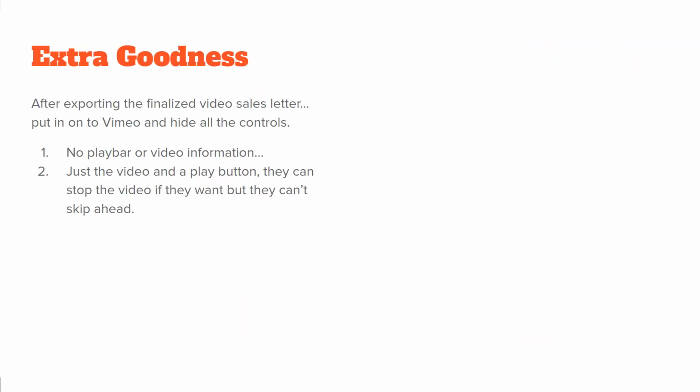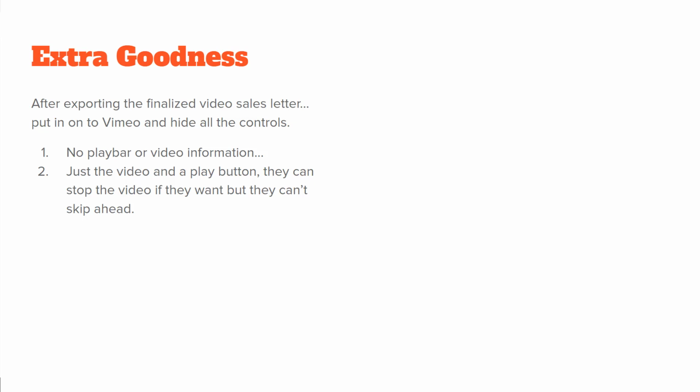Now, for a little extra goodness, once you've exported your finalized video sales letter, I like to put it into Vimeo. I used to put them into YouTube, but the great thing about Vimeo is that it will let you hide all the controls. And you want that. That's important because you don't want any type of play bar in the video. You don't want any type of video information. You just want your video sales letter. Just the video and a play button. So that means that they can stop the video if they want, but they can't go and skip ahead.